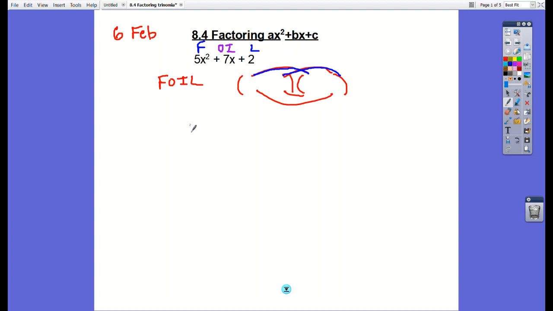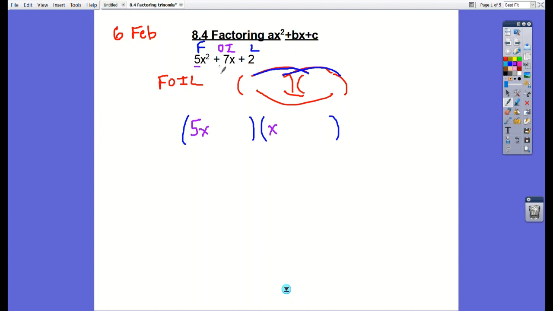So let's try to guess and check this. Starting with the F in FOIL, and we'll ignore the variables for now, what are the only two numbers that multiply to 5? Just call out. 1 and 5. That's it, right? There are no other options. So we are guaranteed that this is a 5x and an x. There is no other possibility, right? So far we're not guessing. We're just correct.